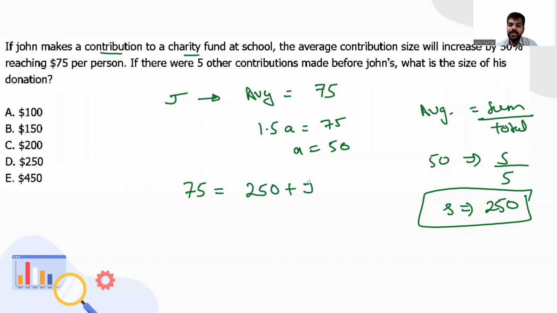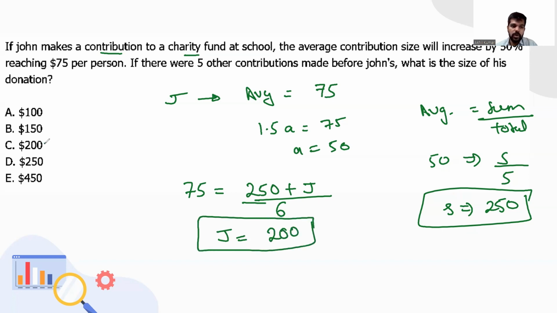Let's assume that to be J over the total number of observations. The total number of observations now is 6. If we simplify by doing the cross multiplication, John's value will come out to be $200, which is our option number C. So again, this question is not complicated, a very simple question.